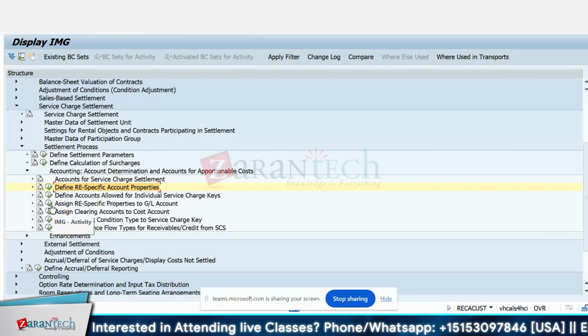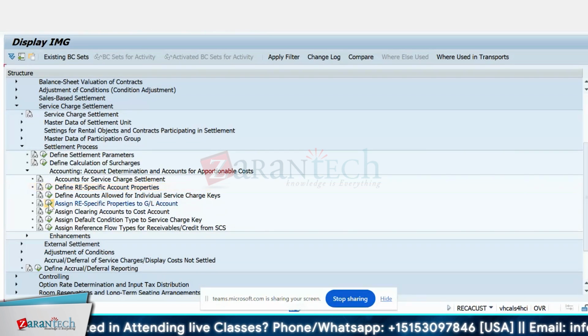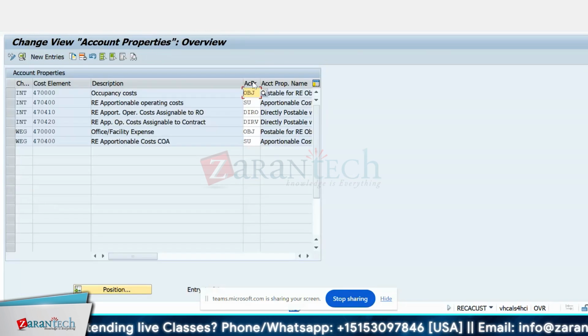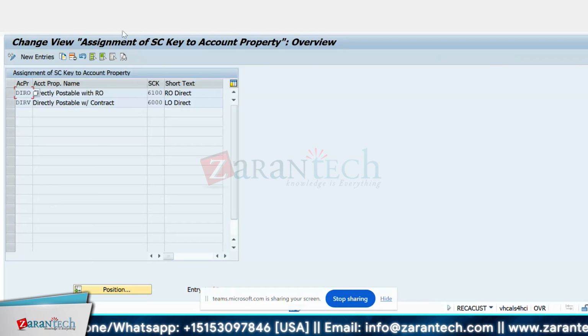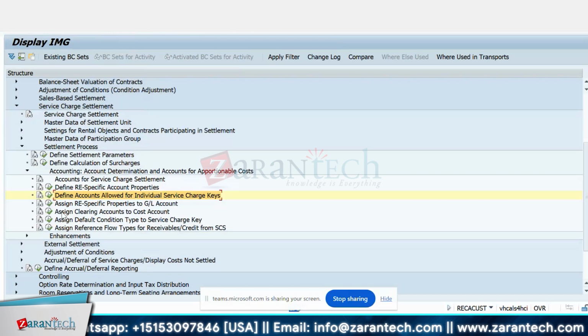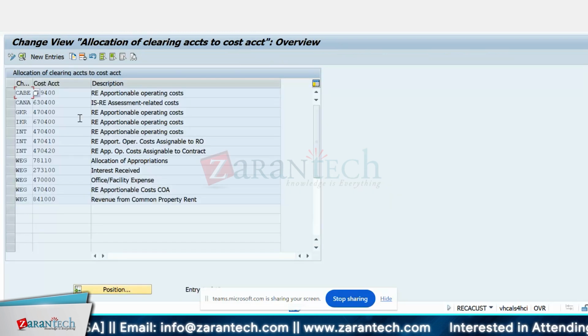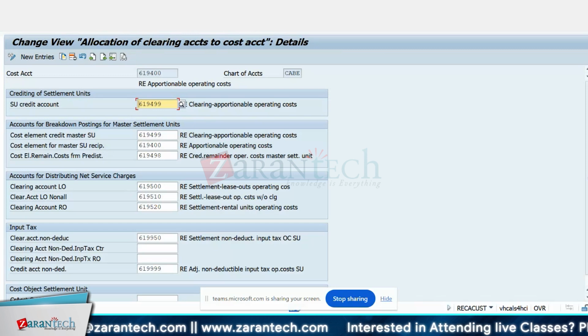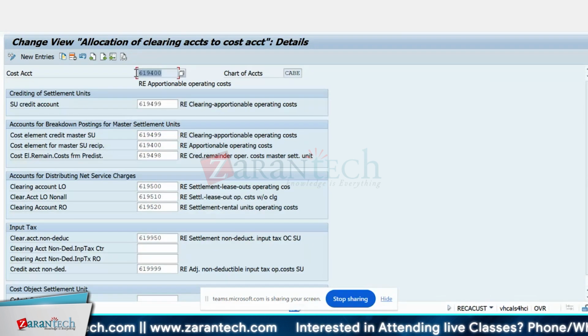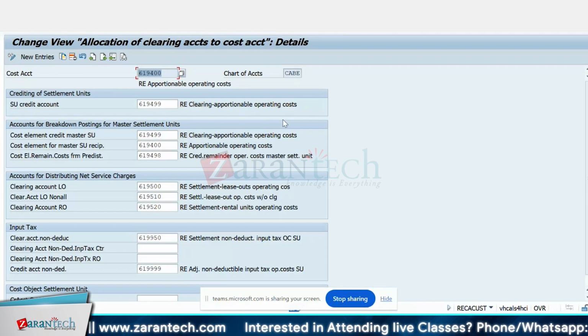Assign RE specific properties to GL account. So your account properties are assigned to which cost element. You can define it over here based on your chart of account. Again, this is the same linkage of your accounting properties to your service charge key. If any clearing account is used, then we can mention it over here as well. Clearing account and cost GL account. So your cost account is there. So cost account is 6190 as 9400. So settlement unit credit account is this one.